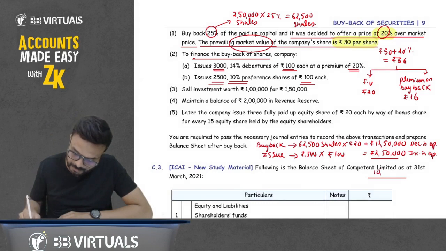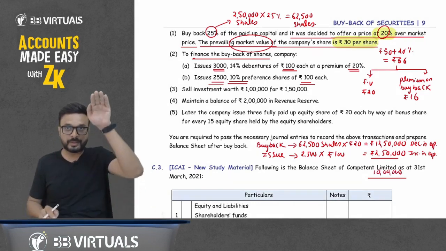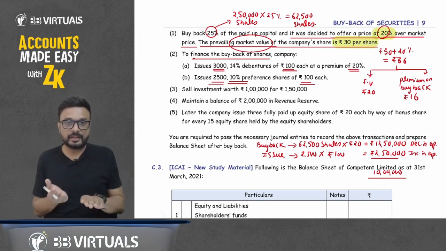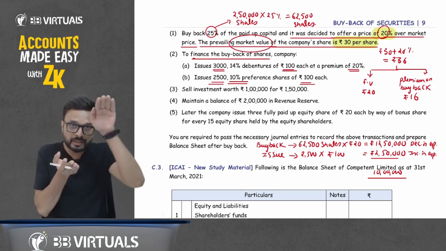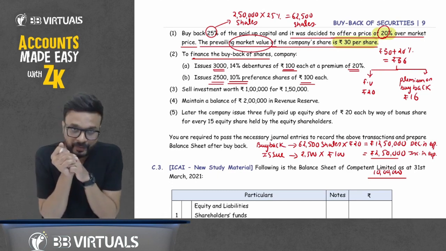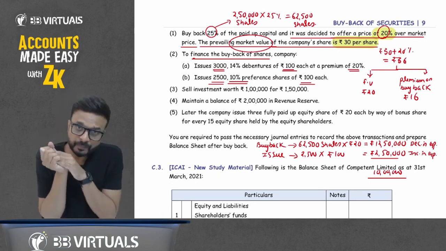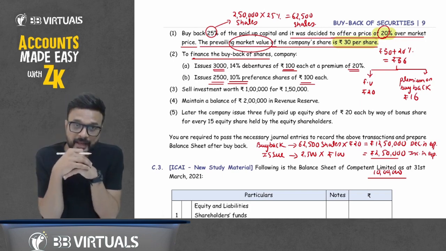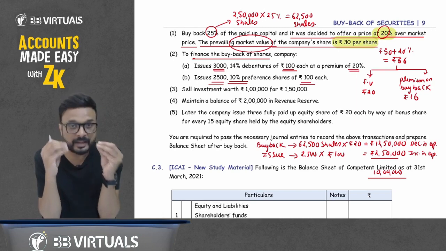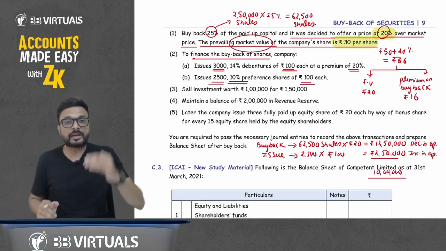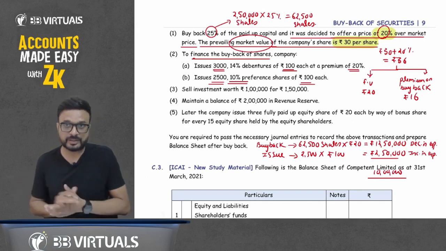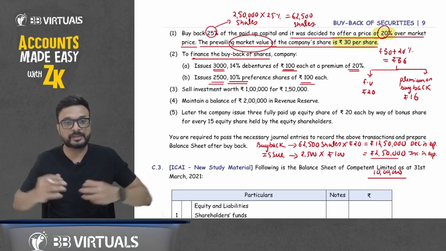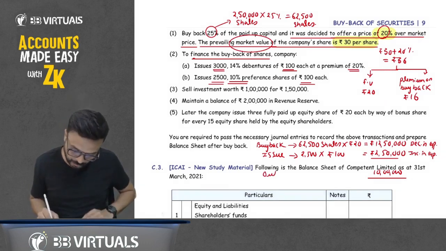It means what about the remaining 10 lakhs? At the time of buyback capital decreases by 12,50,000, but at the time of issue of shares the capital will increase by 2,50,000. So there is a difference of rupees 10 lakh. That 10 lakh is out of profit, because we are reducing the capital by rupees 12,50,000 and increasing the capital on issue of preferentials by rupees 2,50,000. What about the difference of rupees 10 lakh? That means that 10 lakh is out of profit.